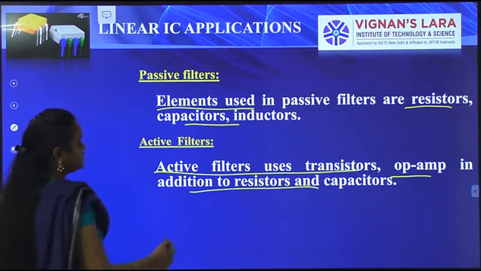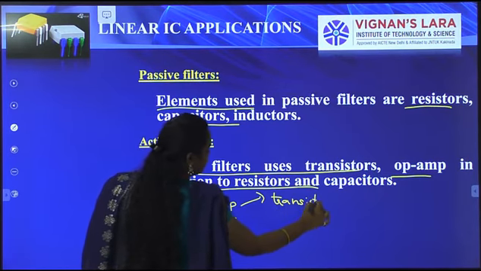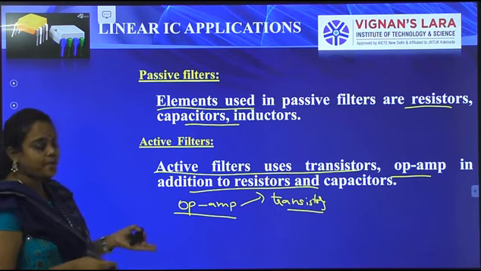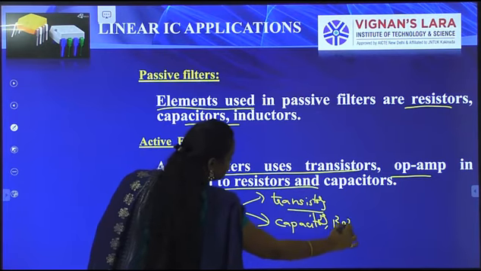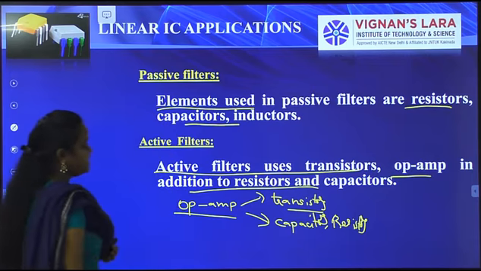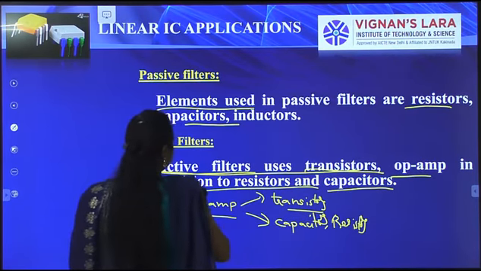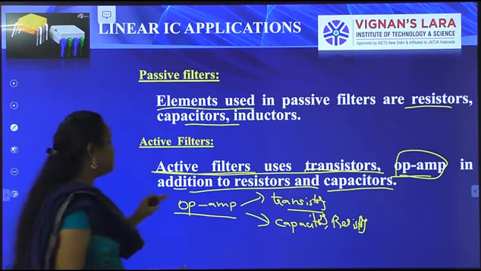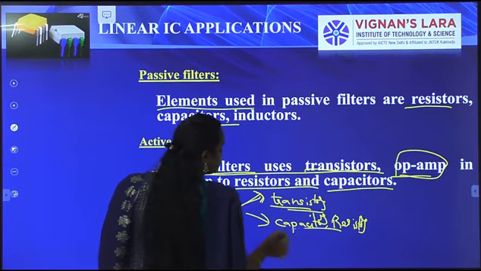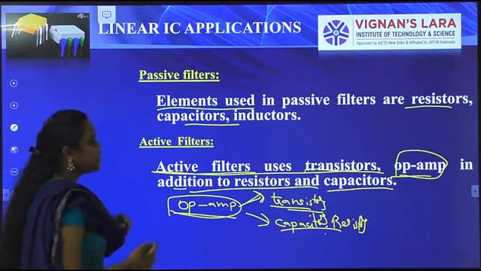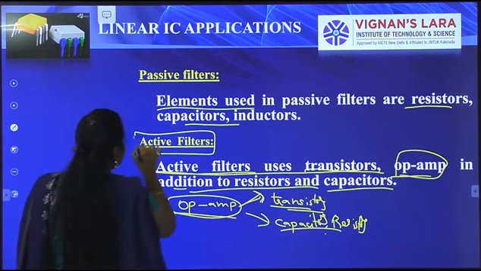We already know that for the design of an op-amp, we require transistors, capacitors and resistors. So for the design of active filters, we use transistors and op-amp circuits, in addition to some resistors and capacitors. For the design of an op-amp, we basically depend upon transistors, capacitors and resistors. So, for the design of active filters, we are going to use op-amp circuits.